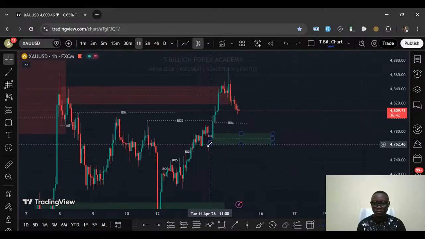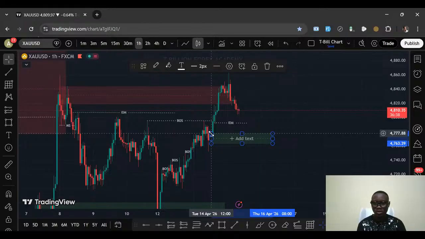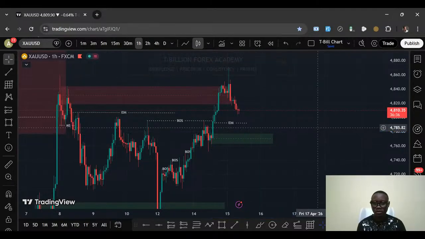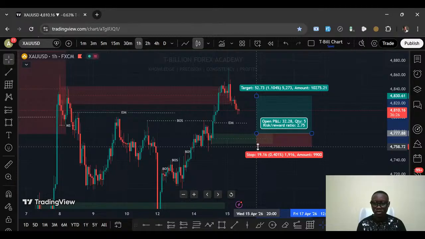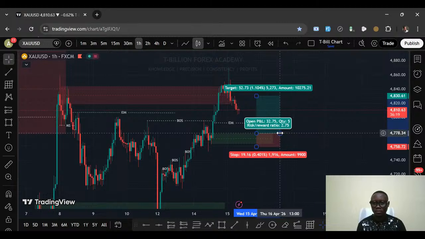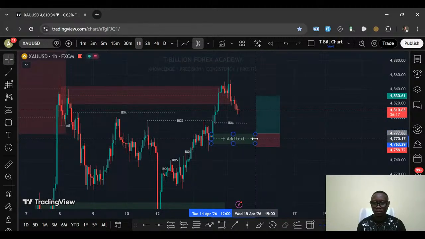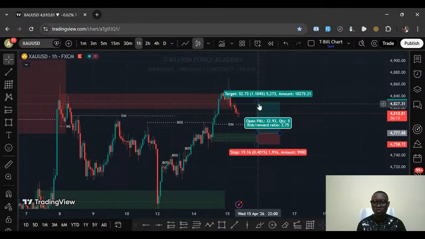Okay, we'll wait patiently for price to tap into this other block, then we'll take our trade accordingly. So this is where we're going to be taking our buy position on gold. Our SL will be right below this low. Our TP, of course, will be right here.